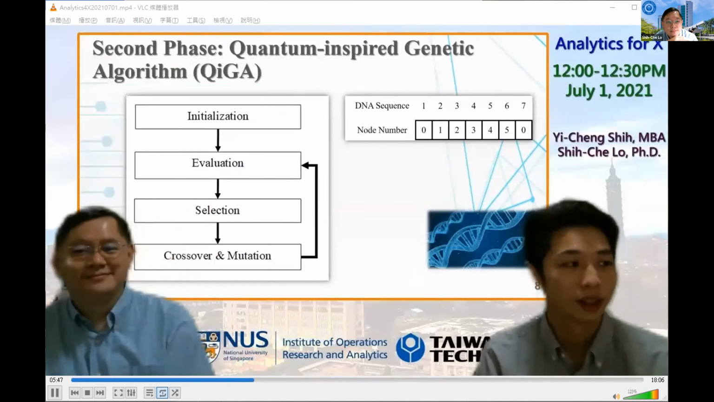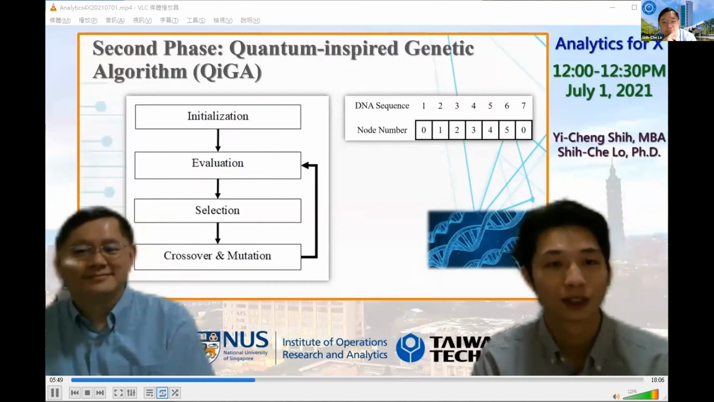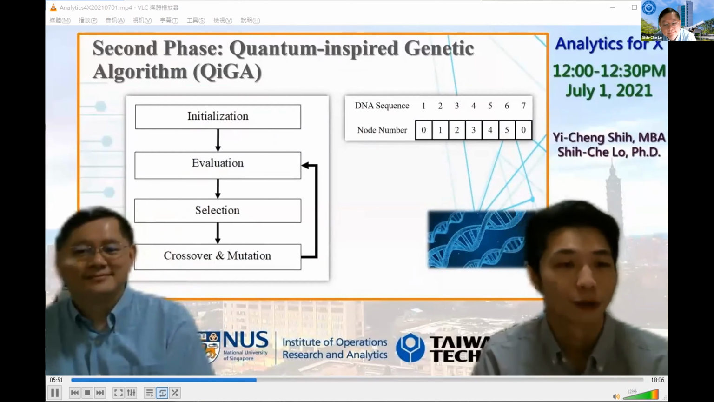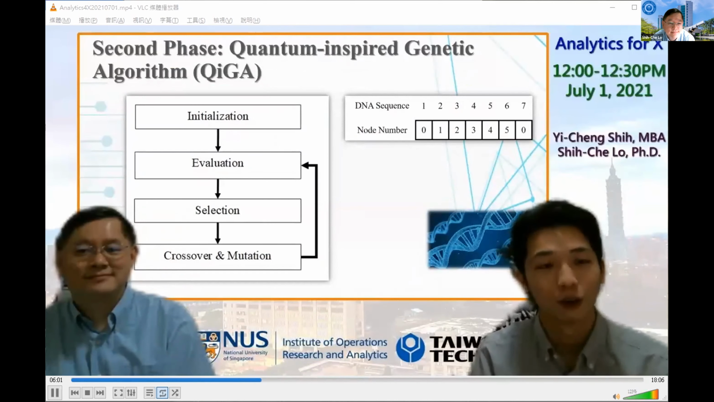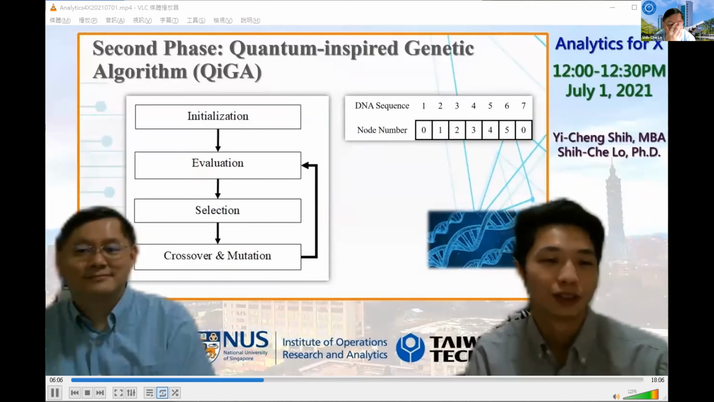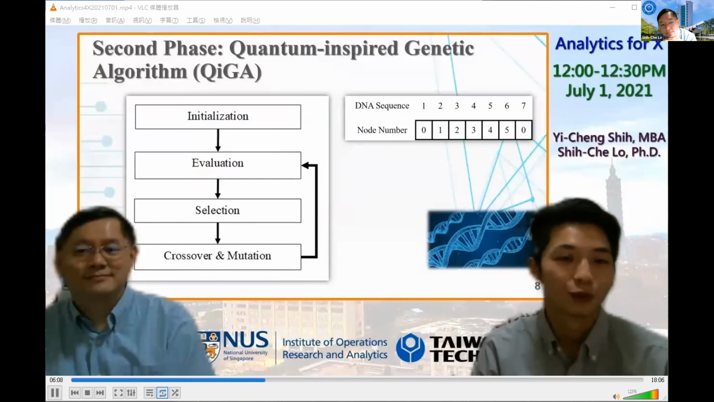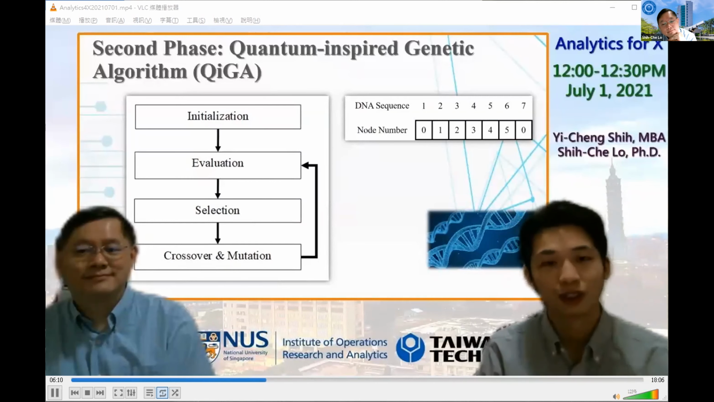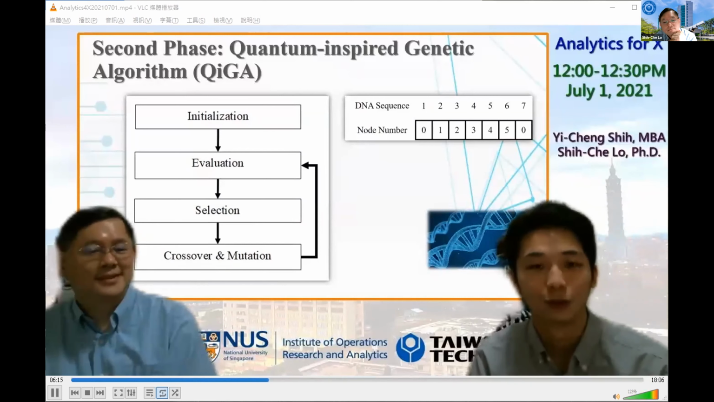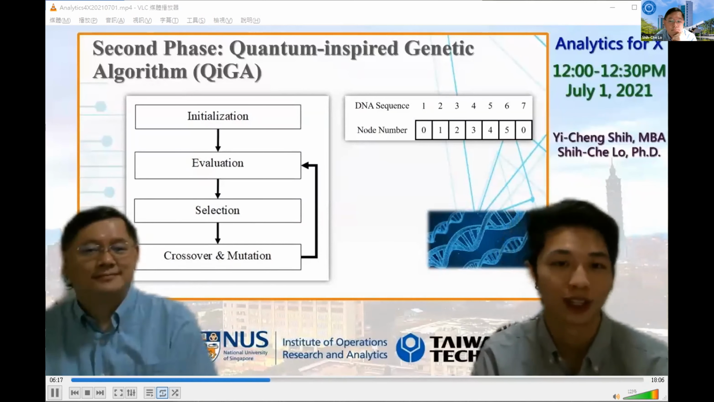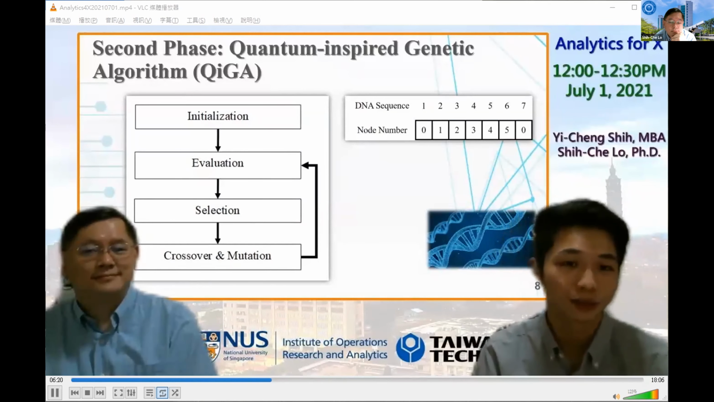The second phase of our hybrid model is the quantum-inspired genetic algorithm, QIGA. The process of QIGA is similar to the traditional GA, also containing initialization, evaluation, selection, crossover, and mutation. In this research, we choose integer representation to represent our DNA sequence.